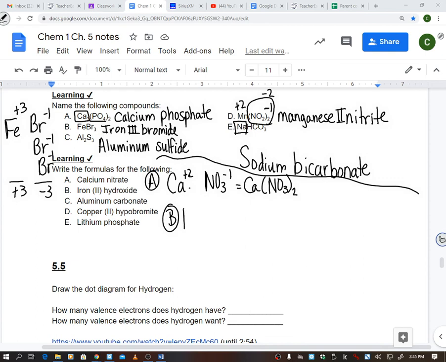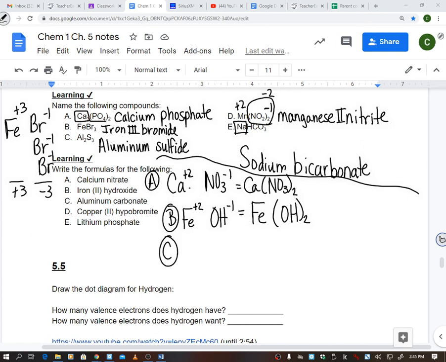B is iron 2. That Roman numeral 2 tells me it's a +2. Hydroxide is OH. It's on your cheat sheet here. It's a -1. You can look at that and see. So I'm going to crisscross. So this is going to be Fe(OH)2. Now I'm making sure to use those parentheses.